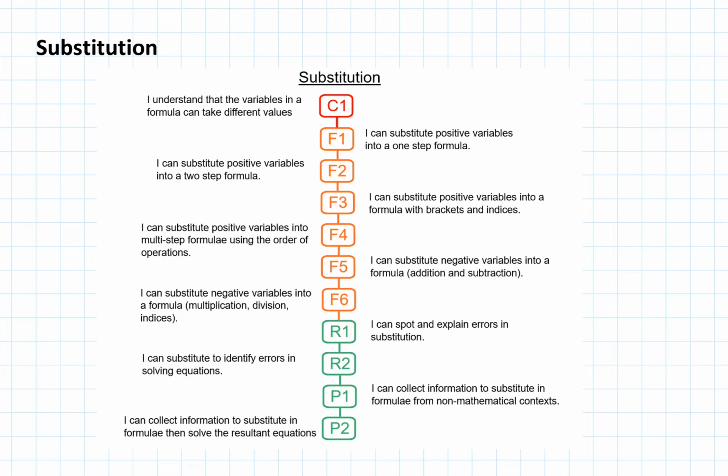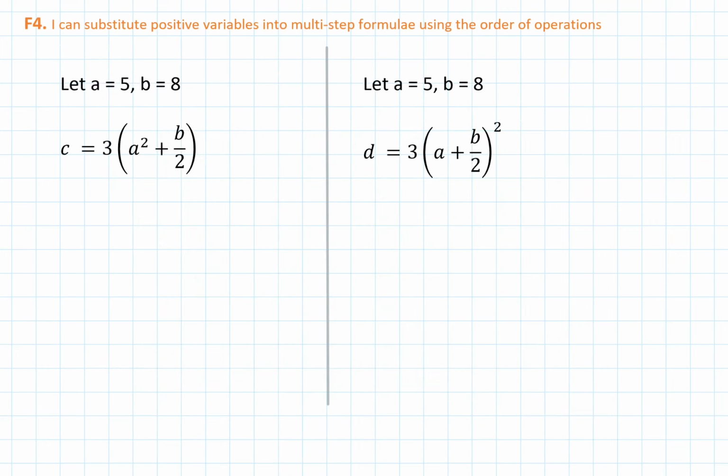Continue talking about substitution. The video will cover F4. In F4, we will substitute values into multi-step formulae. As you can see, these two formulae look very similar. The only difference is where the square is. In the first one, the square only belongs to A. The second one, the whole bracket is squared.